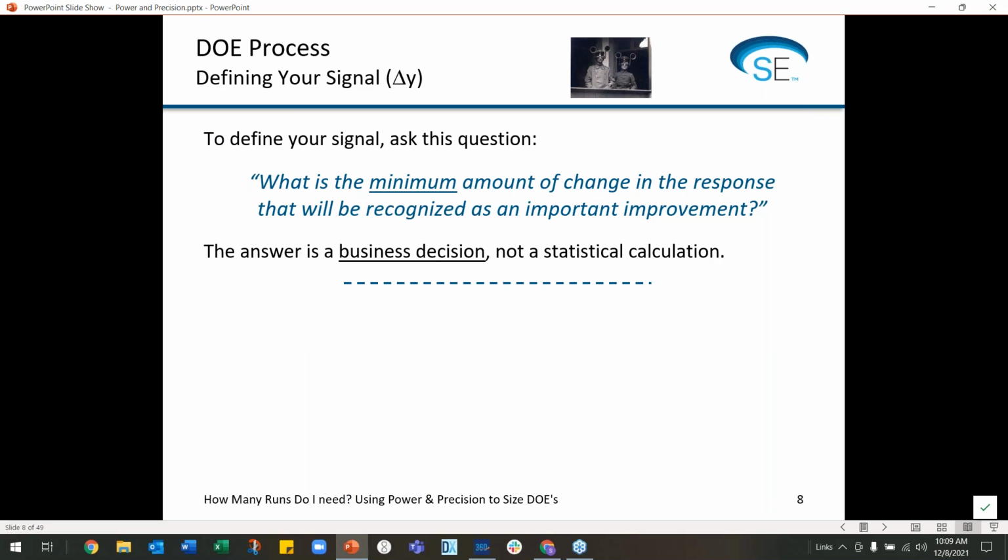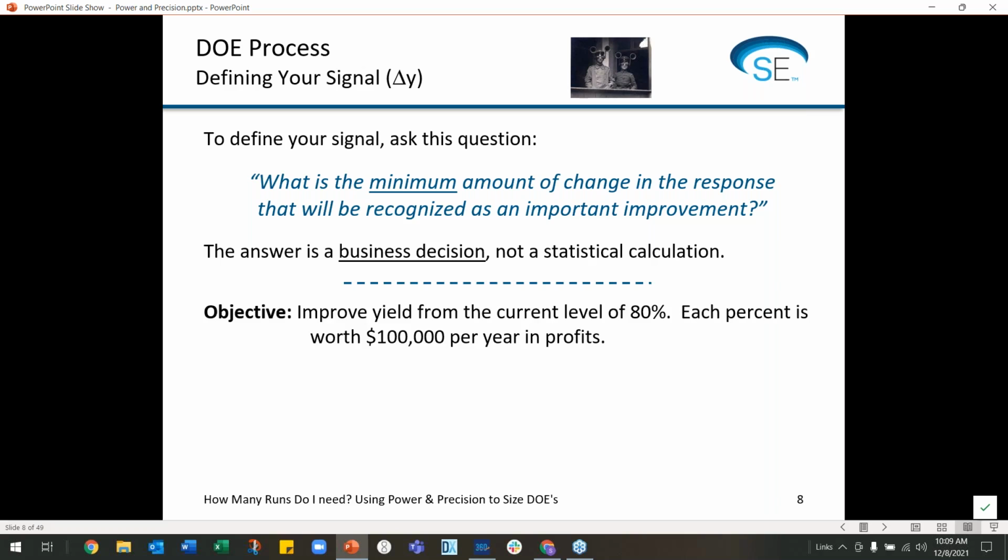So to define your signal, you ask, what's the minimum amount of change that would be recognized as an important improvement? This answer is a business decision. It's not a statistical calculation. It's really thinking about, how much effort and work do you want to put in to detect a certain amount of change in the response. Let's look at an example. Let's say you want to improve yield from its current level of 80%.